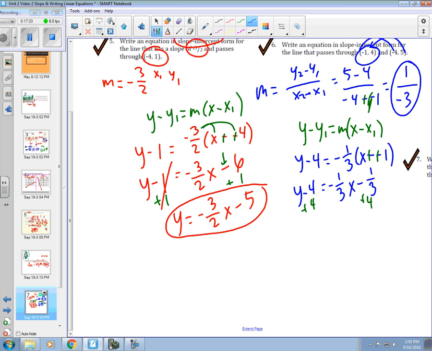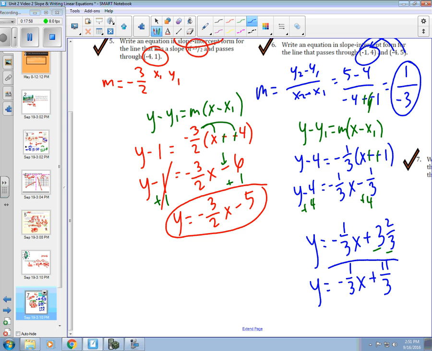And we're going to get y equals negative 1/3 x. 4 plus a negative 1/3 would be 3 2/3. Or another way of writing that would be to multiply the 2 3's, which is 9, and add the 2. So we could also write that as negative 1/3 x plus 9 plus 2 is 11 thirds. So that would be the answer for that one.